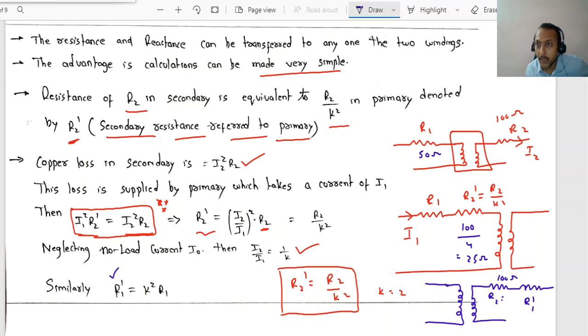Now what will be your new value? K square times R1. What is K? In this example, 2. 2 square into, before shifting, what is the value? 50. So 4 into 50. Now it becomes 200 ohms. The same 50 ohms now became 200 ohms in secondary side representation. Like that you have to understand. If it is primary, this 100 ohms became 25 ohms. Now this 50 ohms became 200 ohms. Very clear?